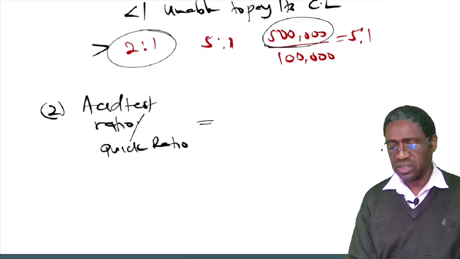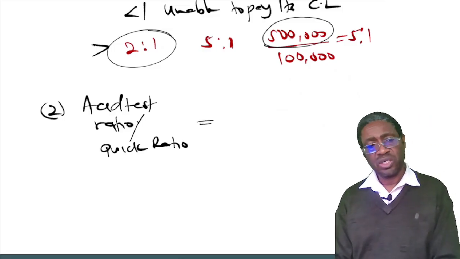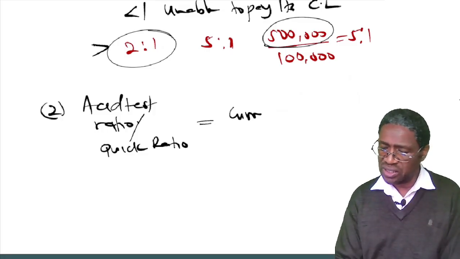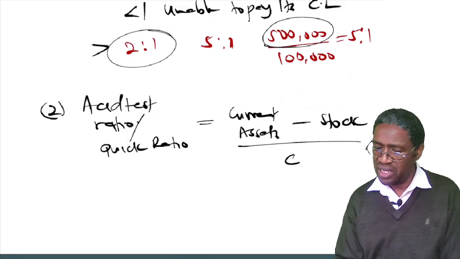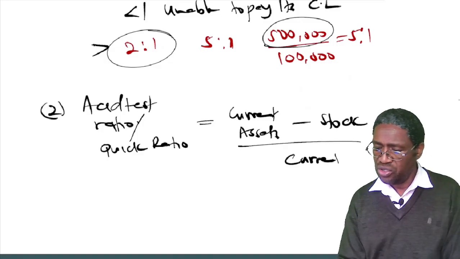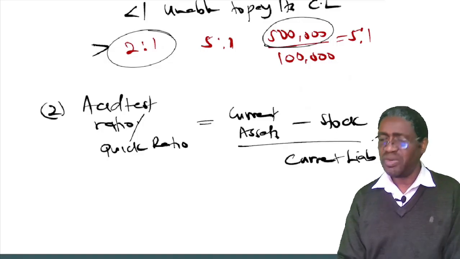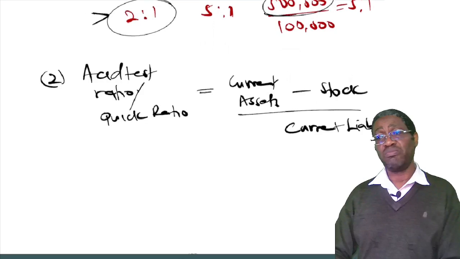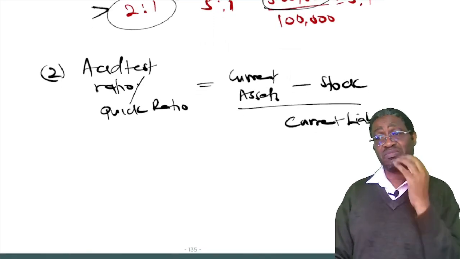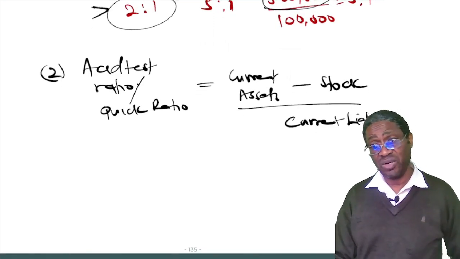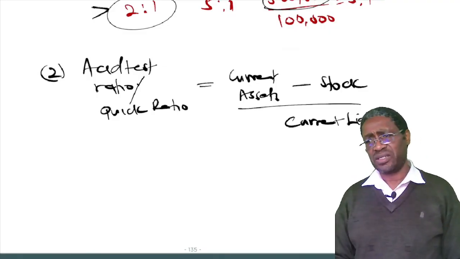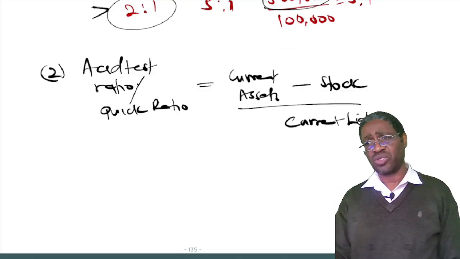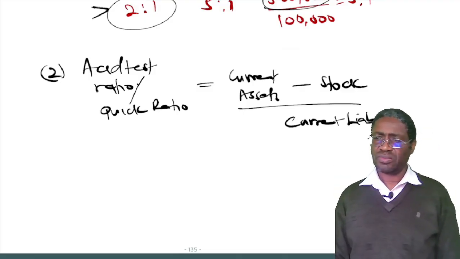How do you get it? To get the quick ratio, you take your current assets, you minus stocks, and you divide that by current liabilities. Now listen. Why do we take current assets and minus stocks? In other words, why do we minus stocks?